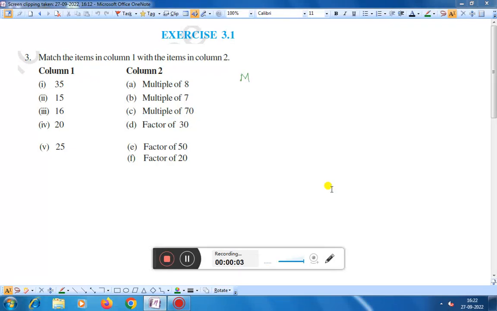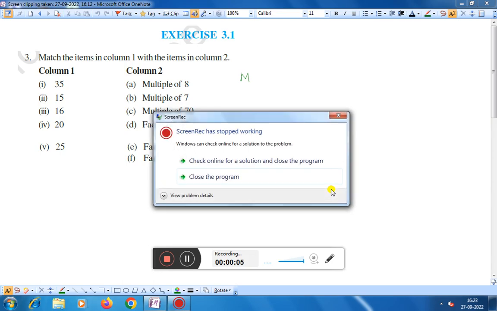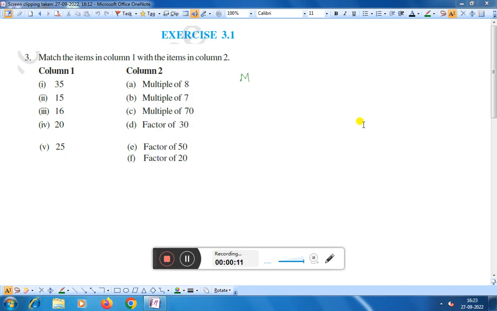Dear friends, today we'll discuss exercise 3.1, question number 3. Match the items in column 1 with the items in column 2, right?